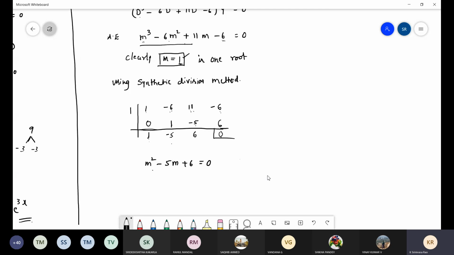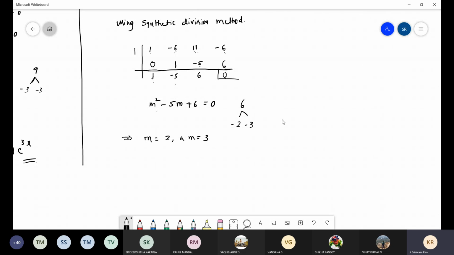Now, is it factorization method or formula method? You can go with factorization. 6 is 2 threes, is it right? 2 threes are 6. I want minus 5, therefore minus 2 and minus 3. So this implies m equals 2, m equals 3, and 1. Finally, what are the roots of the equation?